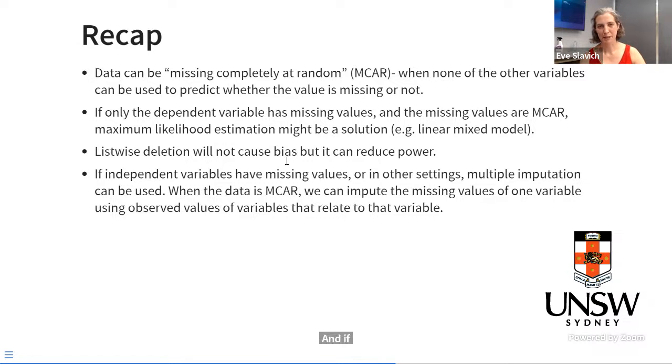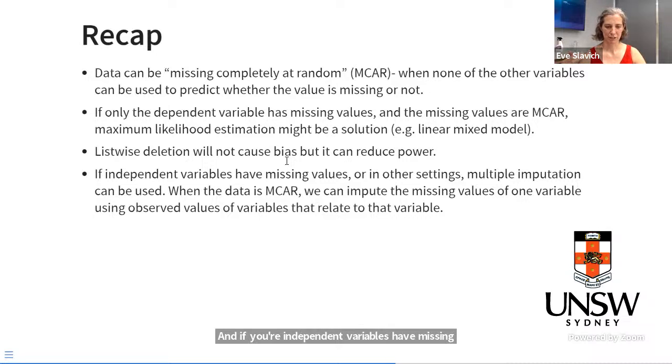If your independent variables have missing values, or in other settings where a mixed model doesn't work, you can use multiple imputation. And if the data is missing completely at random, we can impute the missing values of one variable using the observed values of other variables that relate to that variable.